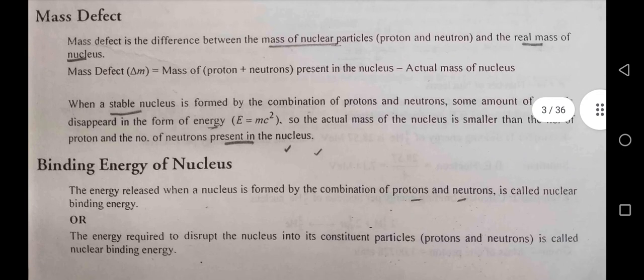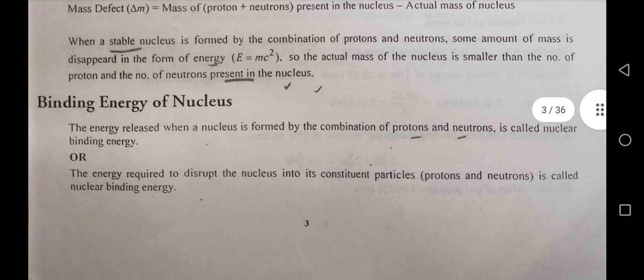Mass defect is the difference between the mass of nuclear particles and the real mass of the nucleus. Mass defect is equal to the mass of protons and neutrons present in the nucleus minus the actual mass of the nucleus. When a stable nucleus is formed by the combination of protons and neutrons, some amount of mass disappears in the form of energy. So the actual mass of the nucleus is smaller than the total mass of the protons and neutrons present in the nucleus.